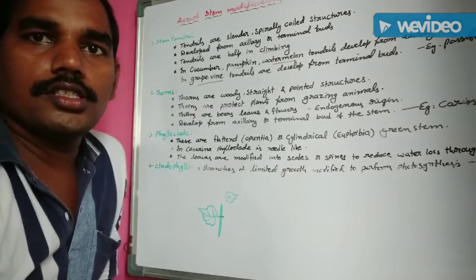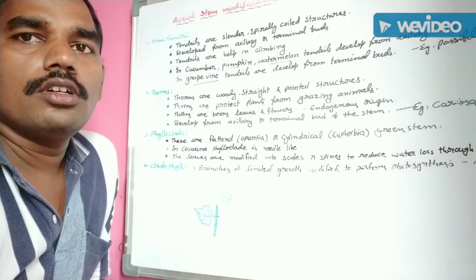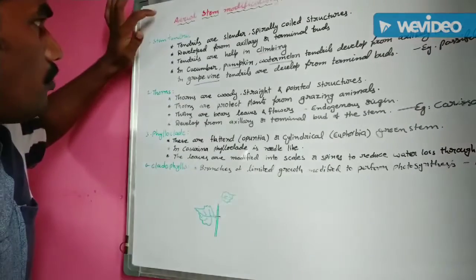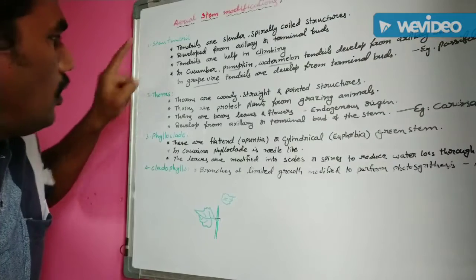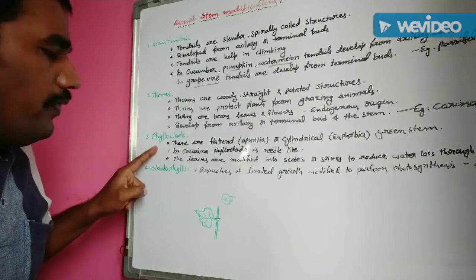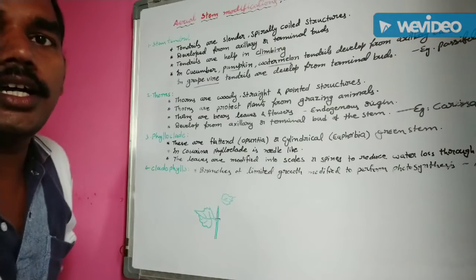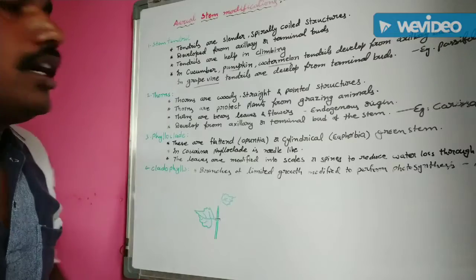Another modification is aerial stem modification. You already know subaerial stem modification and underground stem modification. Another one, aerial stem modification. What are the aerial stem modifications? Stem tendrils, thorns, phylloclade, cladodes, and bulbils are the aerial stem modifications. The first one is the stem tendril.